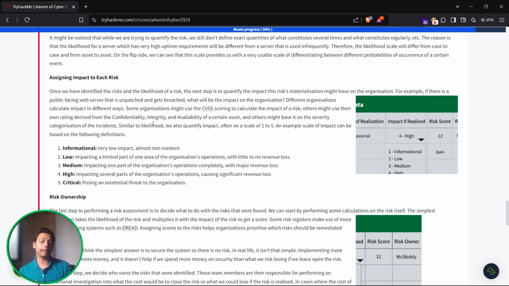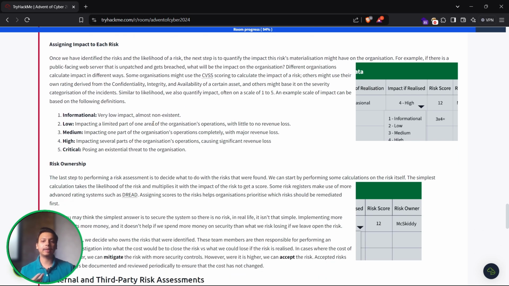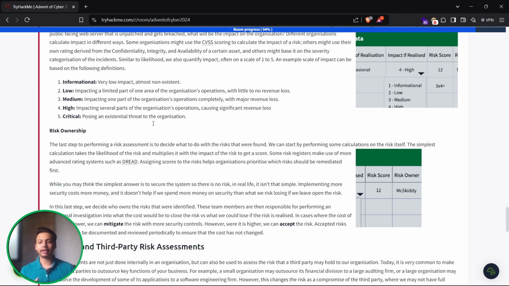So, assigning impact to each risk: what is the impact of it? It can be defined on 5 different scales. Very low: impact almost non-existent. Low: it means impact on a limited part of some areas of the organization or operations with little to no revenue loss. Medium: impacting one part of the organization's operations completely with major revenue loss. High: impacting several parts of the organization's operations causing significant revenue loss. And critical: posing an existential threat to the organization.